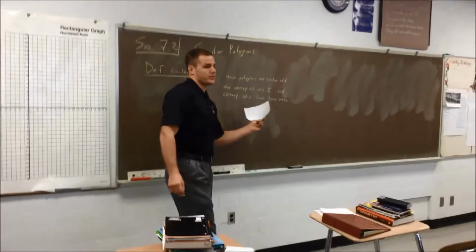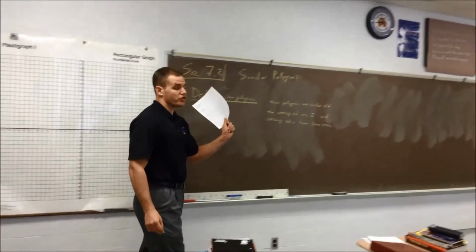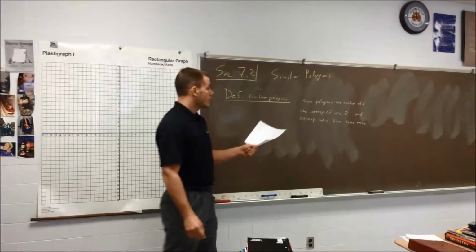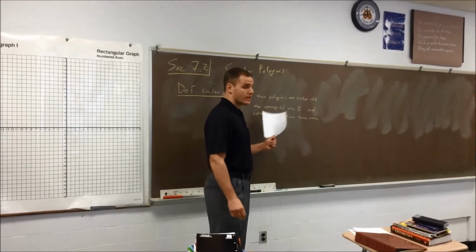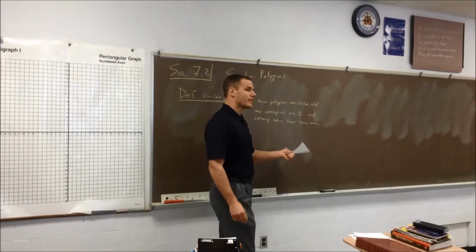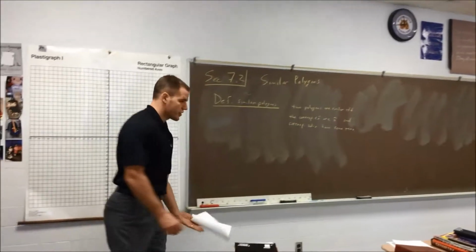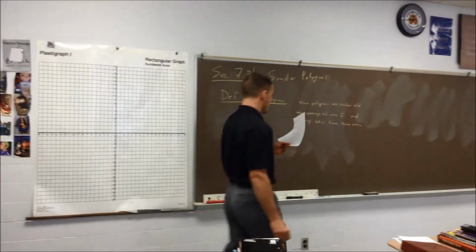This is going to be very similar to congruent triangles, where the corresponding sides were congruent and the corresponding angles were congruent. Here, though, they just happen to have the same ratio. So, let's do an example.